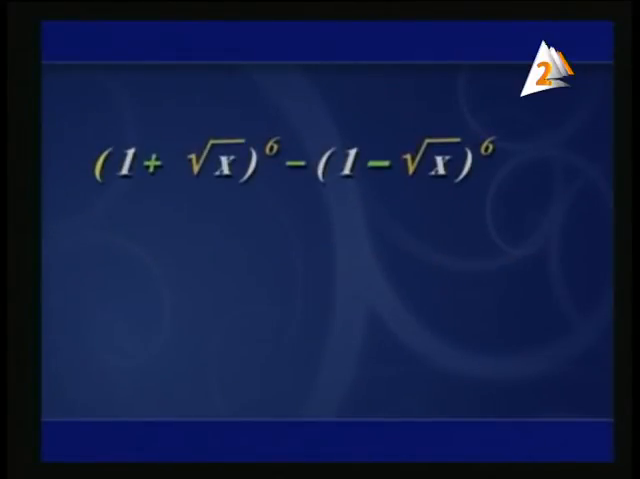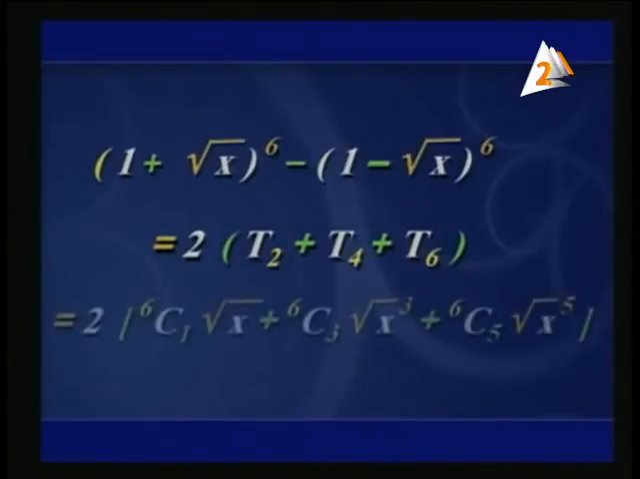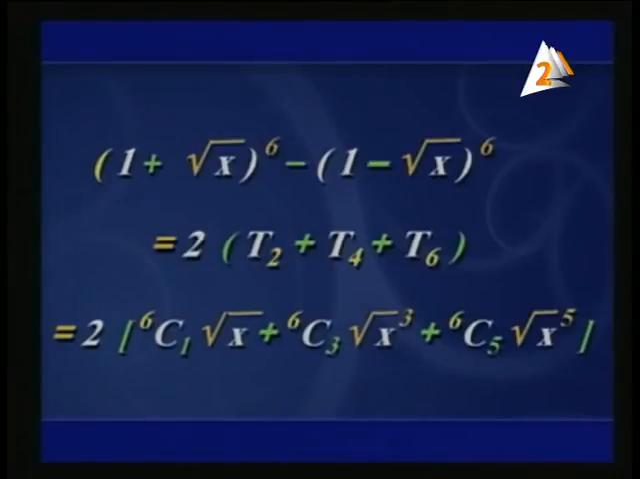(1 + √x)^6 − (1 − √x)^6 equals twice the even terms, T2, T4, T6, equals 2 times [6C1 √x + 6C3 √(x³) + 6C5 √(x^5)].